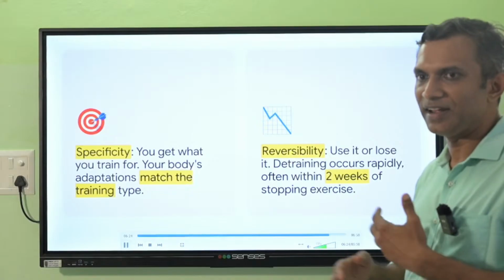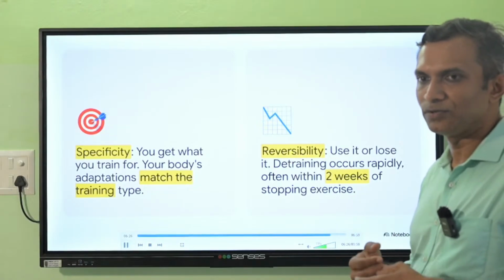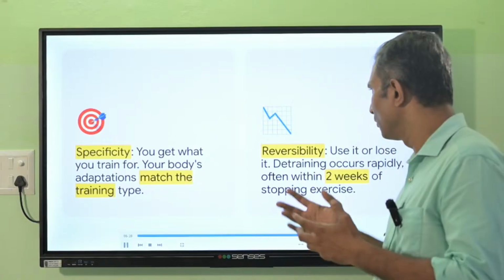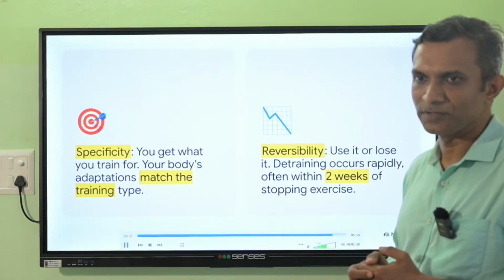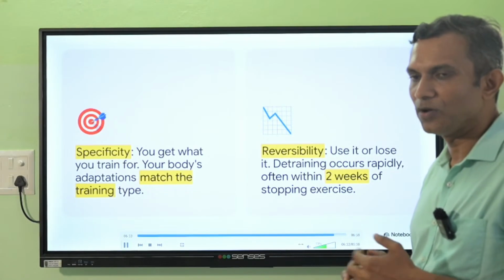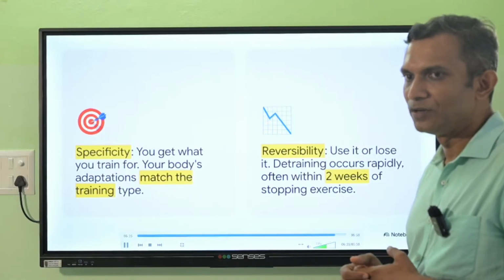Reversibility, we know that the training gains plateau or go back to the original phase once the training stops for a significant period of time. It's most noticeable after 2 weeks.